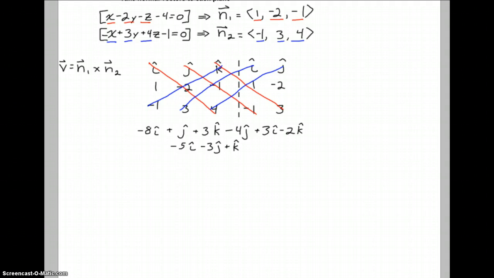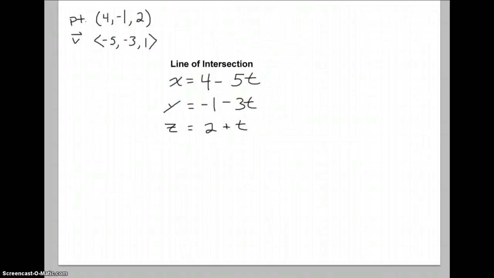And now we have our direction vector, and it's equal to negative 5i minus 3j plus k. Now that we've found both our common point and our direction vector, it's just a simple step of combining the two to find our line of intersection. So here's our line of intersection and the parametric equations that make it up. X equals 4 minus 5t, y equals negative 1 minus 3t, and z equals 2 plus t.